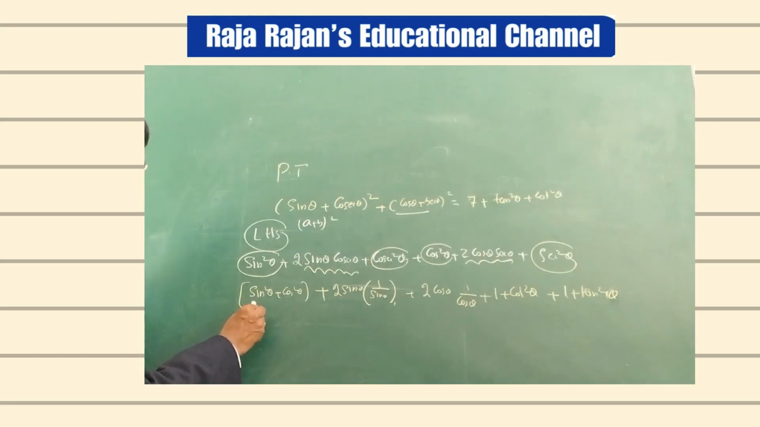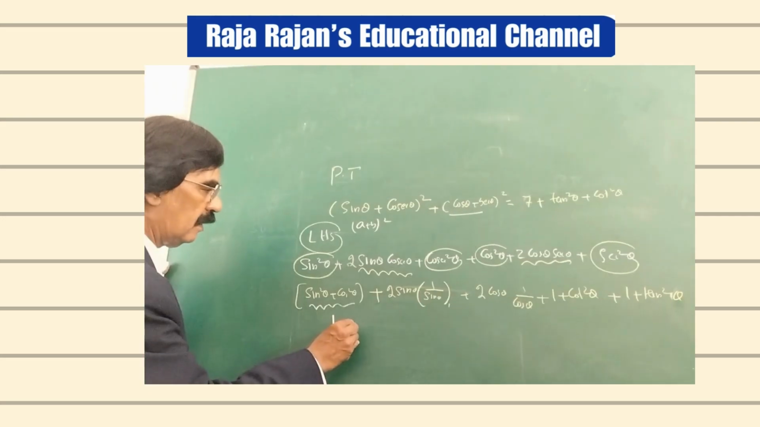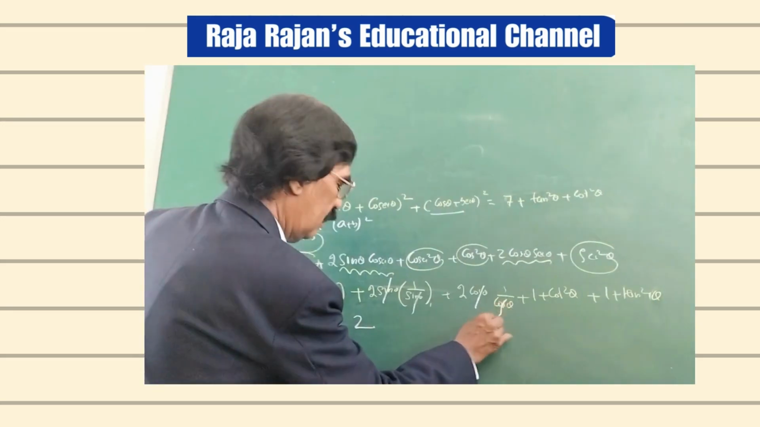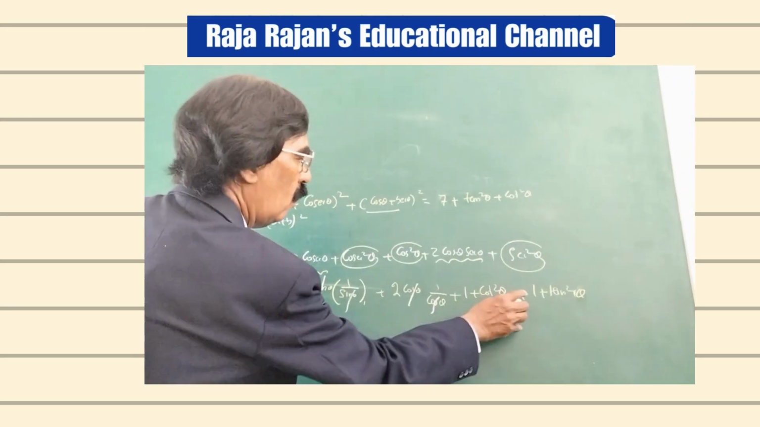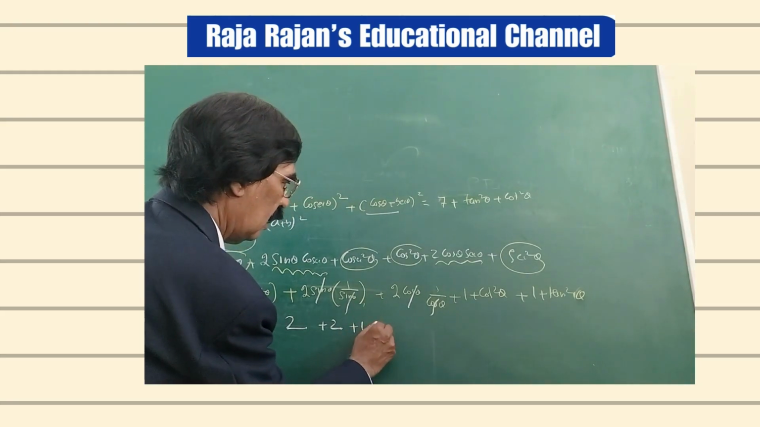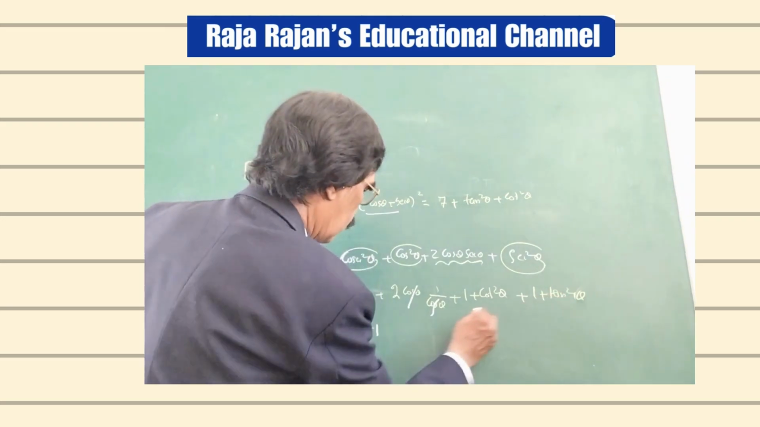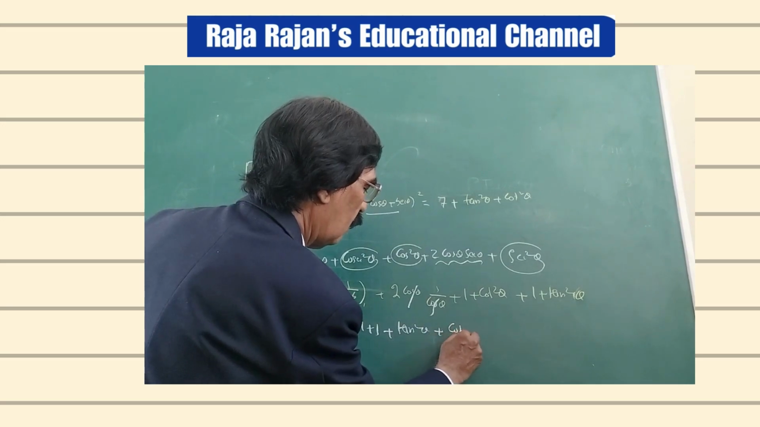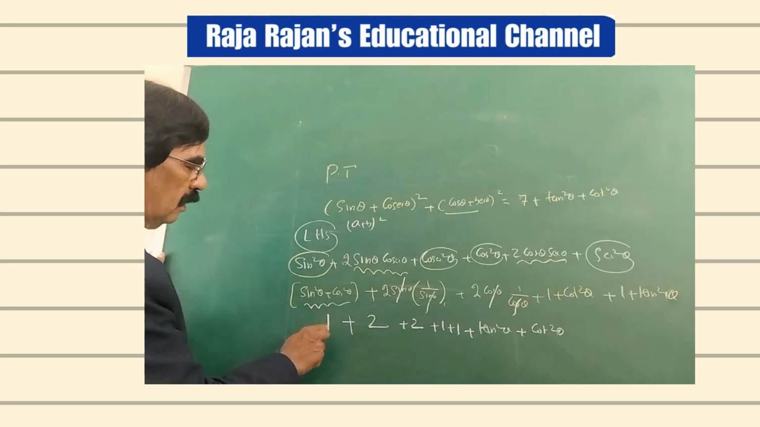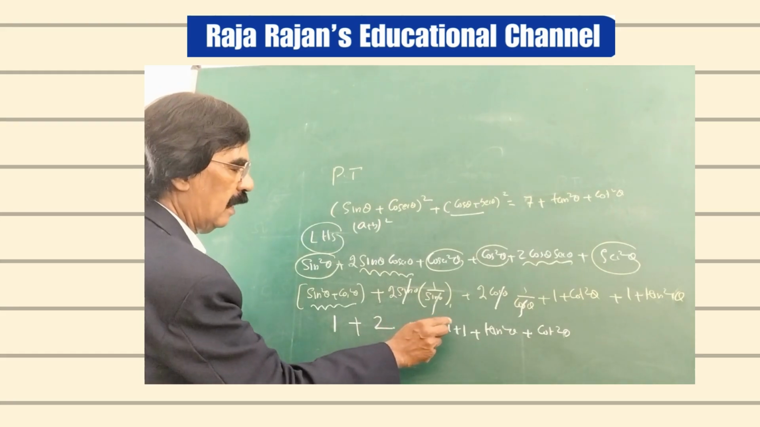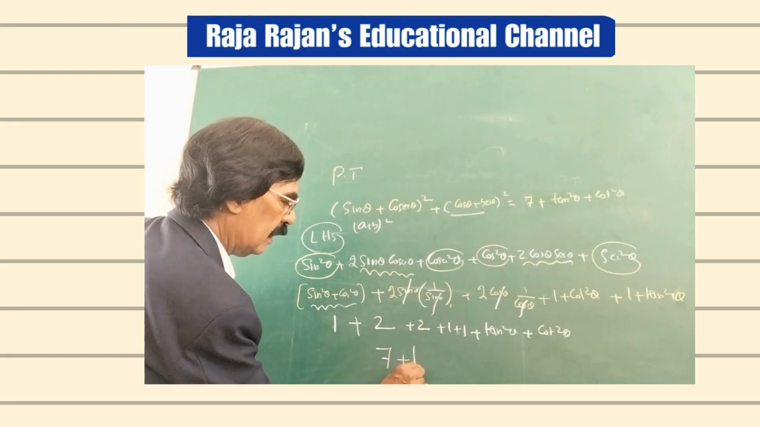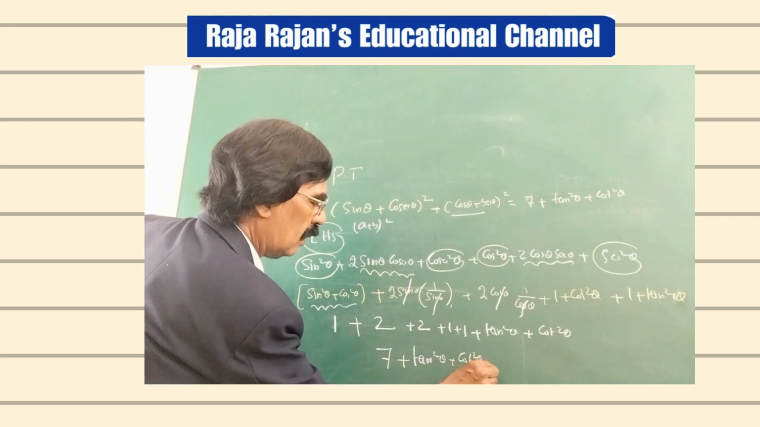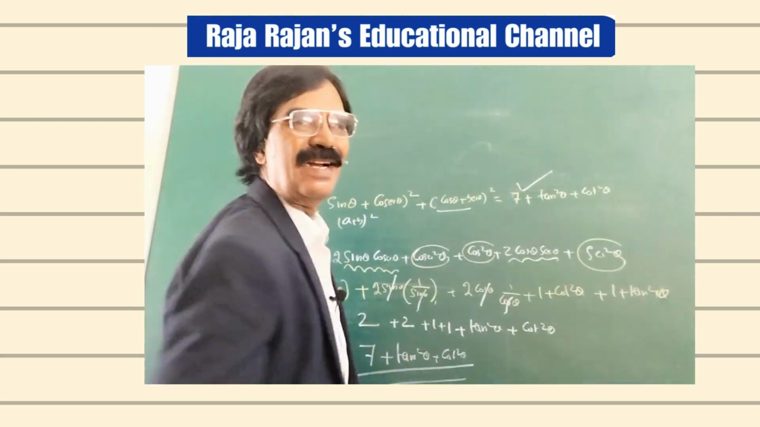Look, sin square theta plus cos square theta is 1, identity. Cancel 2, cancel 2, 1, 1, right? The remaining, what? This tan square theta, this is cot square theta. 1 plus 2, 3, 5, 6, 7 plus tan square theta plus cot square theta. Got this result. Is it not? Wish you all a good luck. Thank you.